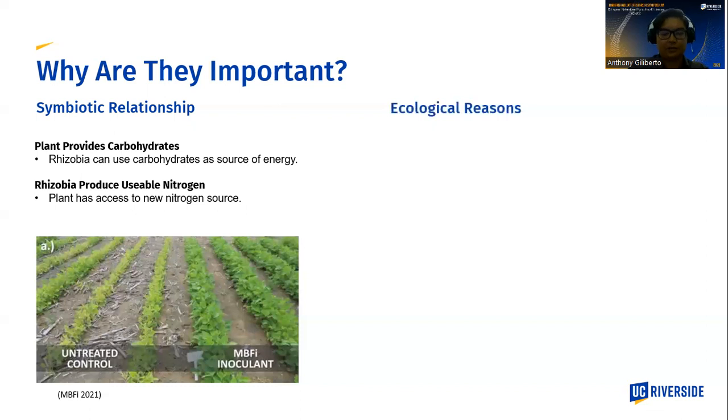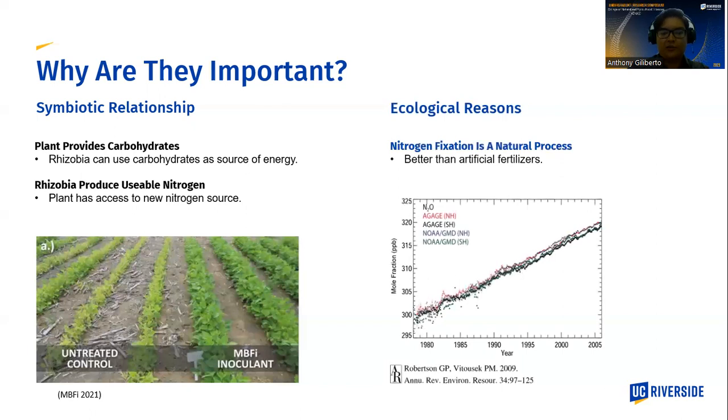There are also ecological reasons for the benefits of nitrogen fixation. There's a great demand for nitrogen fertilizers in agricultural use. Artificial nitrogen fertilizers have lasting environmental impacts, and the graph shows nitrous oxide, which is a greenhouse gas released as a byproduct of fertilizer production. Nitrous oxide has been steadily increasing since 1980 and still continues to do so to this day. However, symbiotic nitrogen fixation is a natural process that provides a more sustainable form of fertilization.